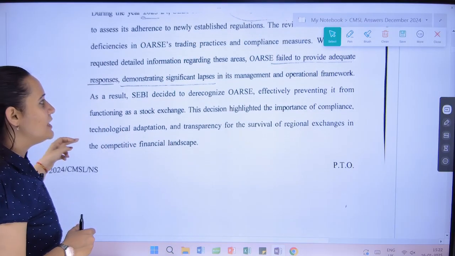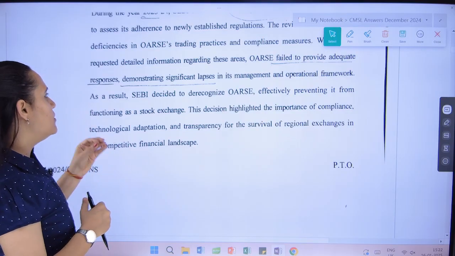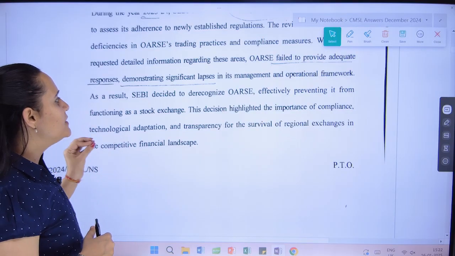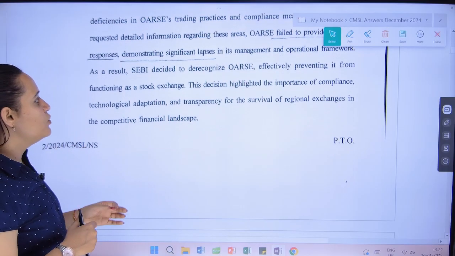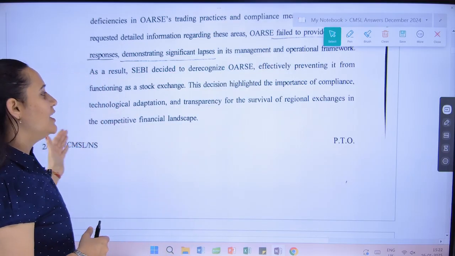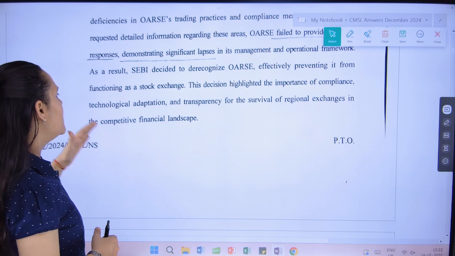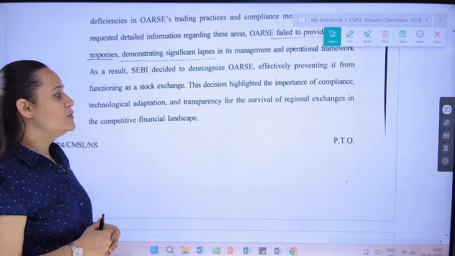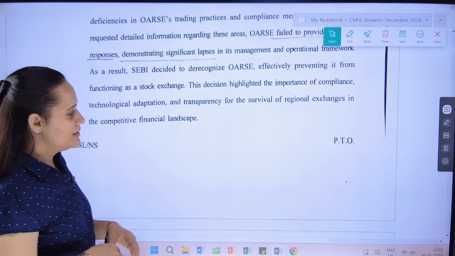When SEBI requested detailed information, the stock exchange failed to provide the response, demonstrating a significant lapse in the management and operational framework. As a result, SEBI has decided to de-recognize the stock exchange, effectively preventing it from functioning as a stock exchange, and this decision highlighted the importance of compliance, technological adoption and transparency for the survival of regional stock exchanges in the competitive financial landscape.